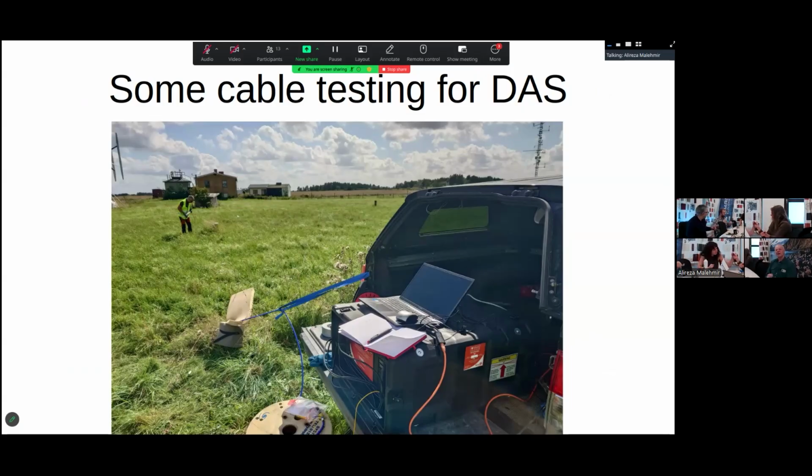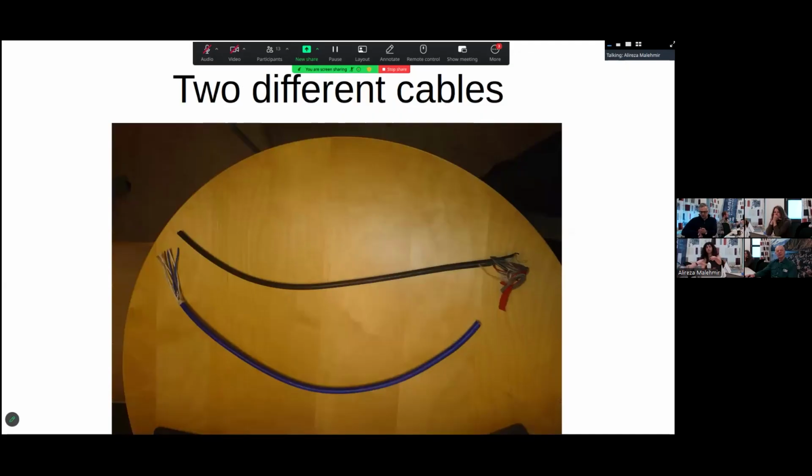So we did a test at our test site not far from Uppsala using these two cables in a shallow borehole. So these are the two cables for you that are online. And we want to develop a system here using downhole cables to record data.